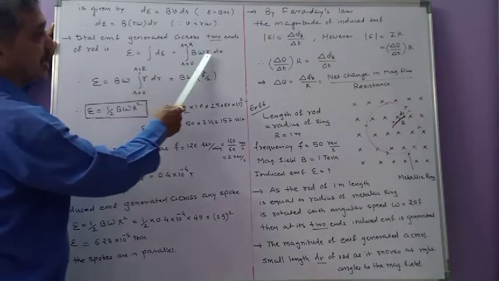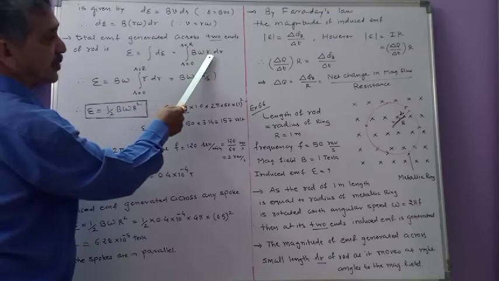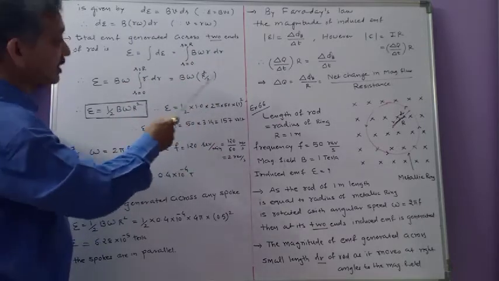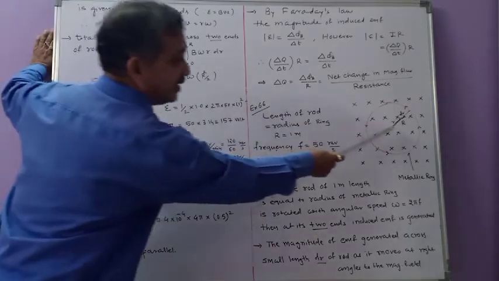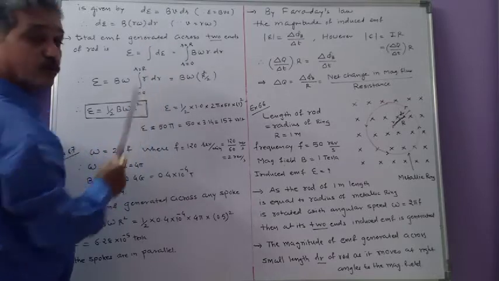लेकिन ये इंटीग्रेशन अब यहाँ पे देखिए dE की वैल्यू कौन सी? B omega r dr. तो यहाँ पे r चेंजेबल है. r यानी क्या? लेंथ ऑफ रॉड, यानी कि रेडियस ऑफ द मेटालिक रिंग. और कहाँ से कहाँ तक? From center से लेकर up to this end. That's why you can say from r equal to 0 to r equal to capital R.